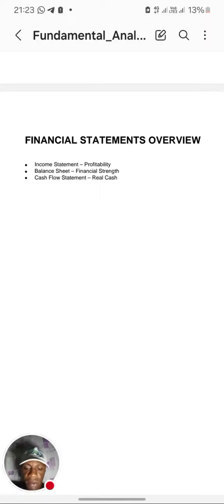Let's continue. Financial statement overview, income statements. Now, they are all online. You can get them online, so it's not something that is hard. You can get the income statement of your company online. And the income statement will talk about the profitability of the company. So when you want to do your fundamental analysis on any company, you have to get the income statement and see if this company is actually making profit or making losses.